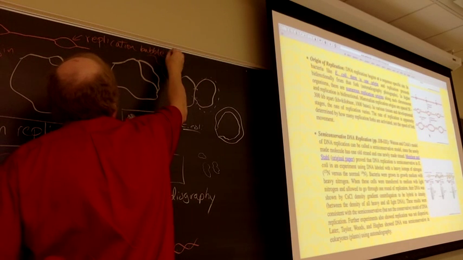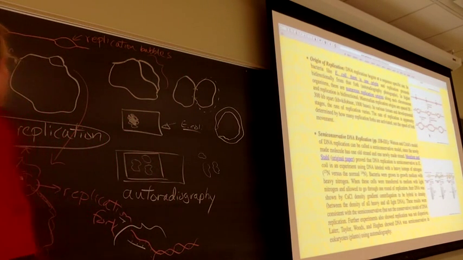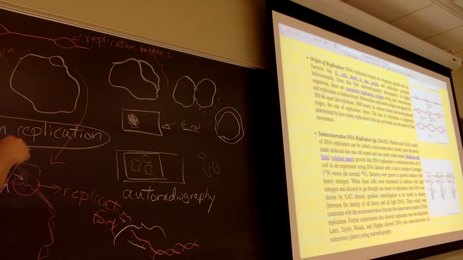So you have multiple replication bubbles when you look at them under the electron microscope, whereas in E. coli there was only one replication bubble, indicating that there are multiple origins in eukaryotic replication, but only a single origin in prokaryotic replication. But just like in E. coli, you have bidirectional replication.